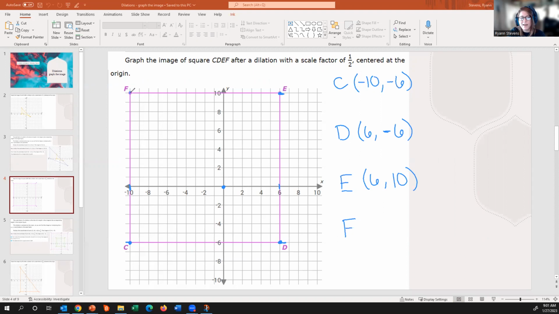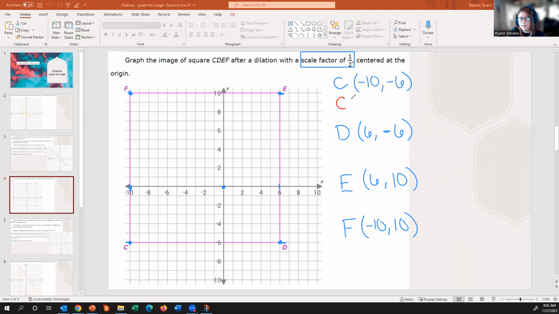And then we're going to F here, where we start at the origin, go left to -10, and then go up to a +10. So we have all of our points here. Now what we need to do is take this scale factor of 1/2, and multiply each one of these points by 1/2.